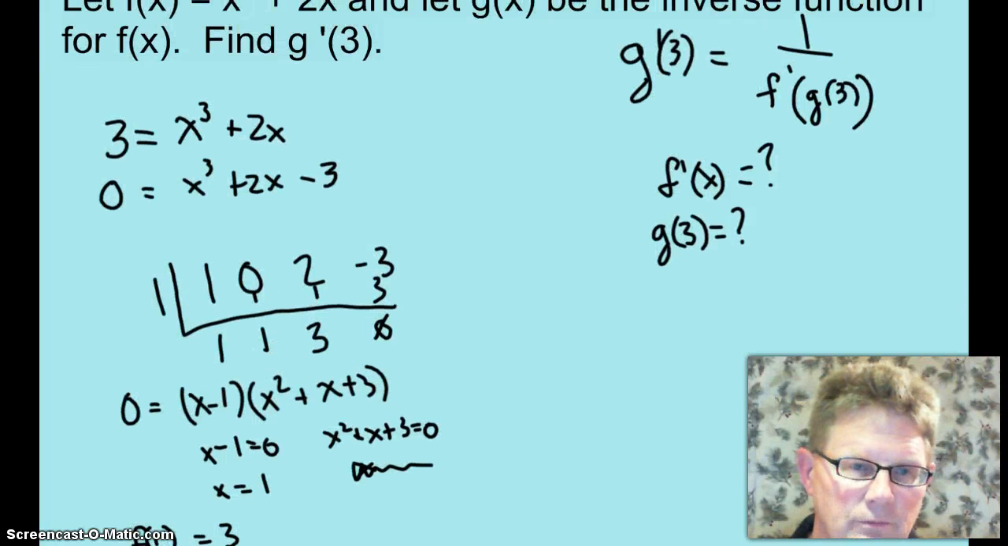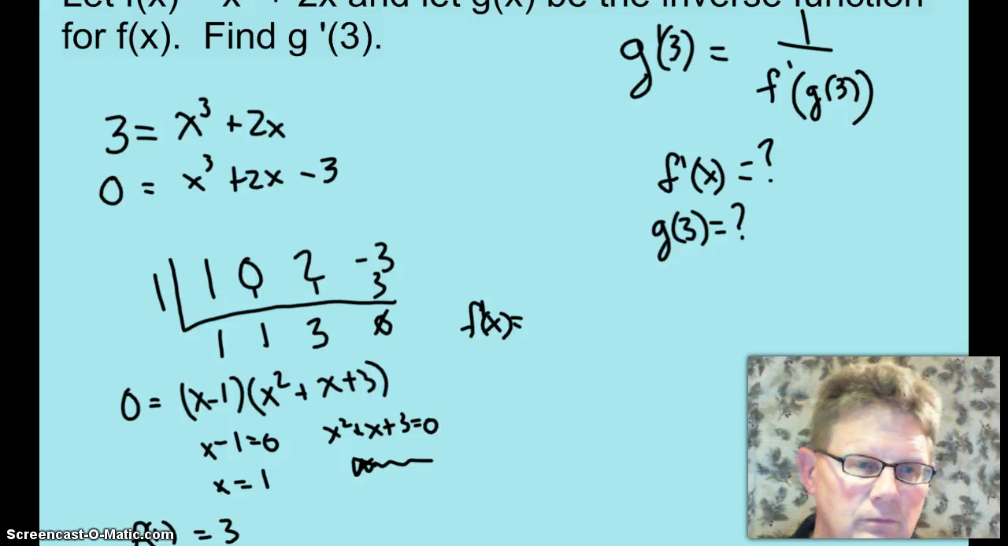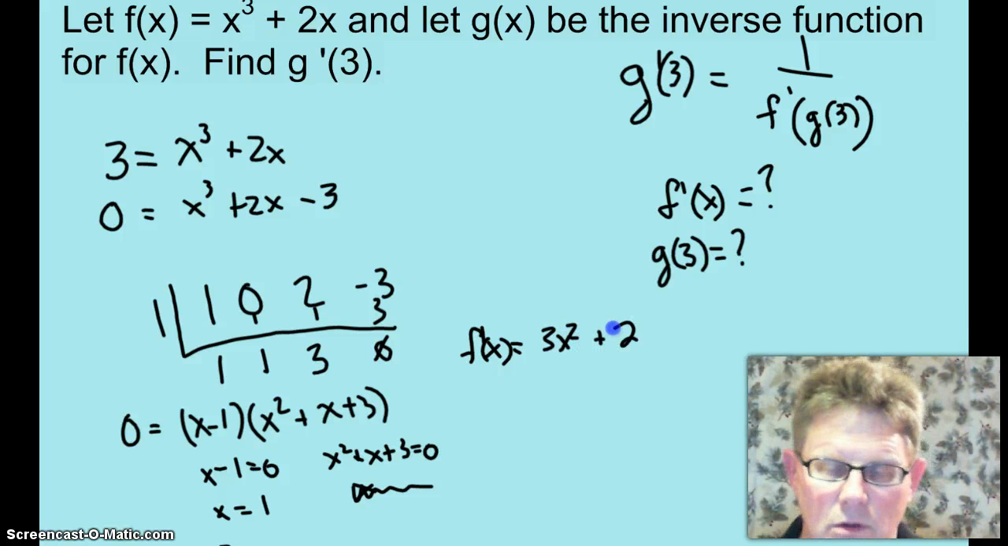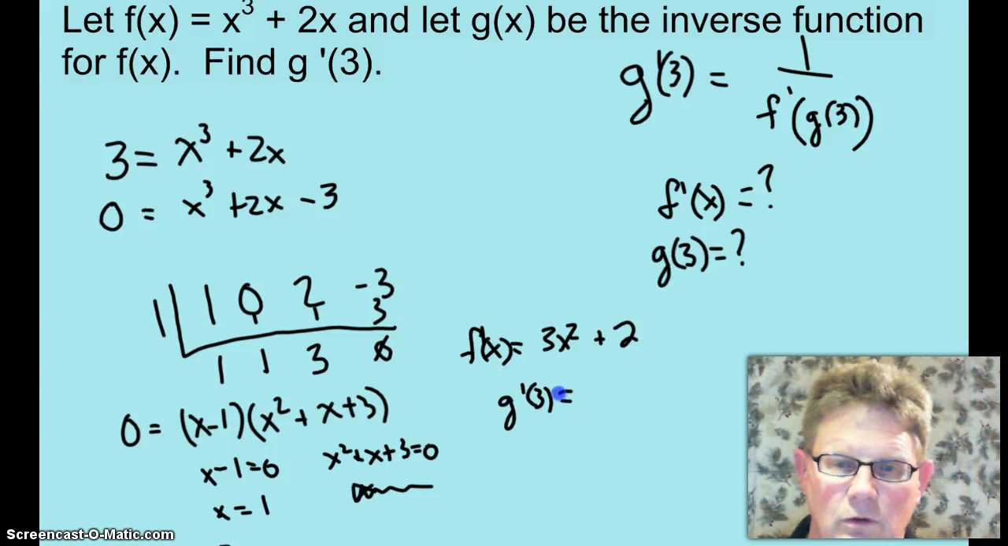Alright, so f prime of x equals 3x squared plus 2. Alright, so g prime of 3 equals 1 over f prime of g of 3.